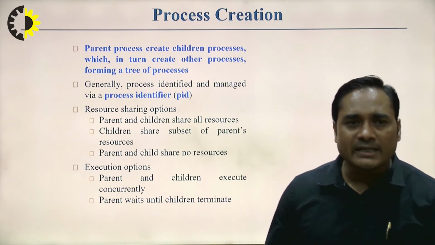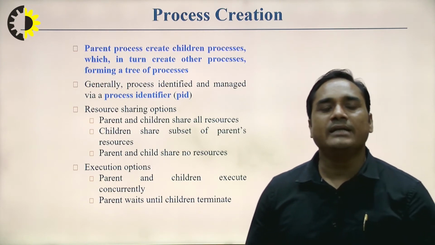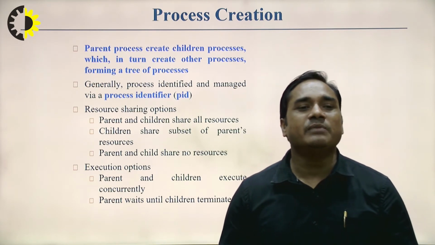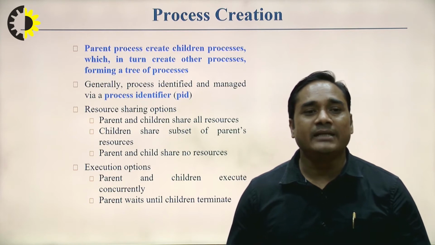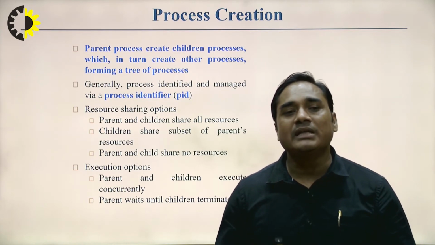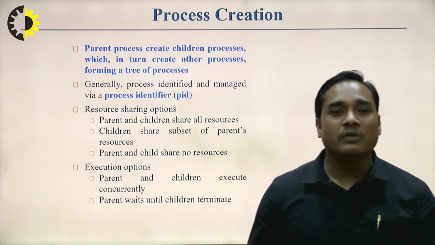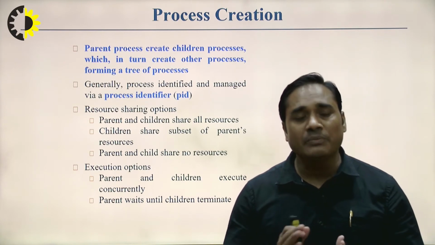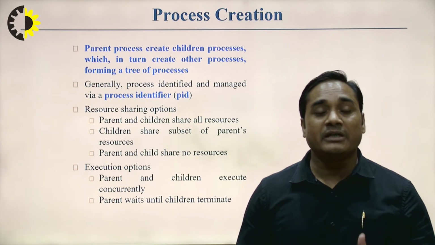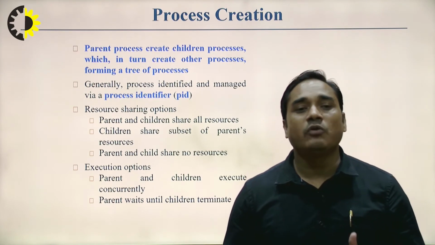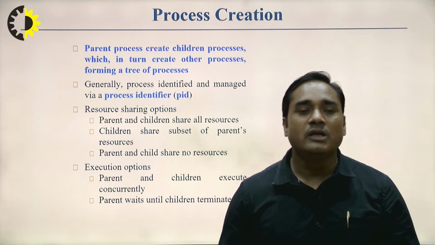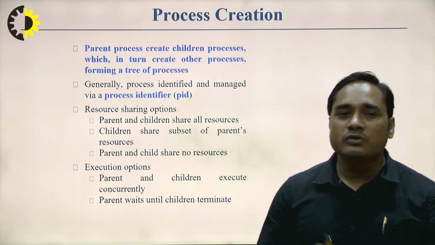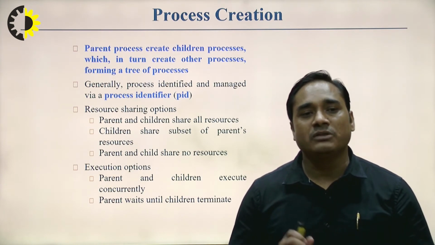Generally, a process is identified and managed by a process identifier. We can identify a process by its process ID, or PID. The process ID indicates which processes we have created and which process we are going to create next. Let's say we have created the first process, that indicates process P1. Now we can create the next process, which is P2. Similarly, we create the processes one by one, and the PID indicates the particular process you have created.